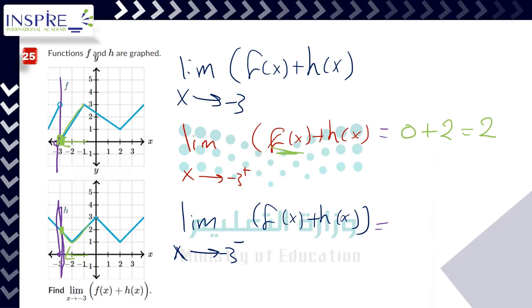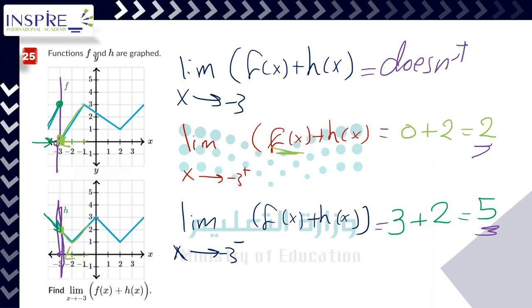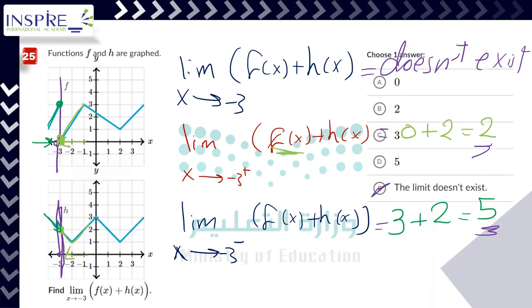What about from the left side? We would do the same. I would trace the value of the function here. It will be 3. And I will do the same with h. It will be 2. So it's 3 plus 2, which is equal to 5. They are different. They are not the same value. So here the limit doesn't exist. Okay? Because they are different. The limit doesn't exist.